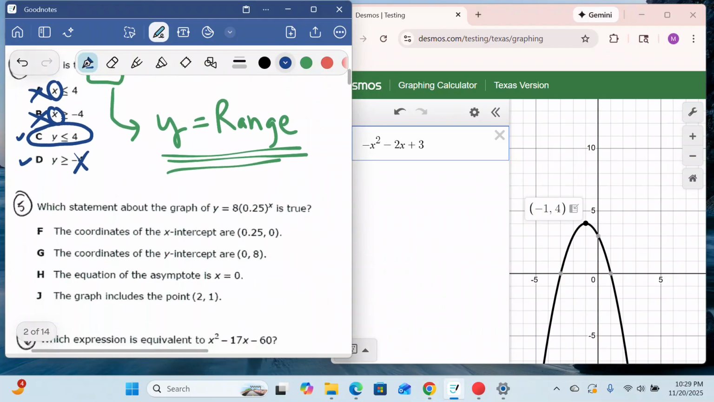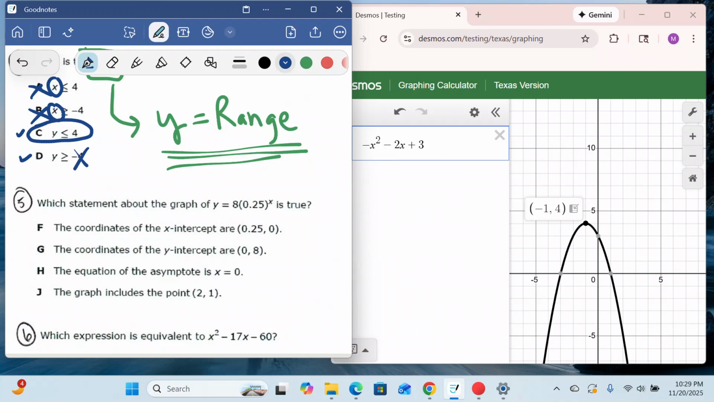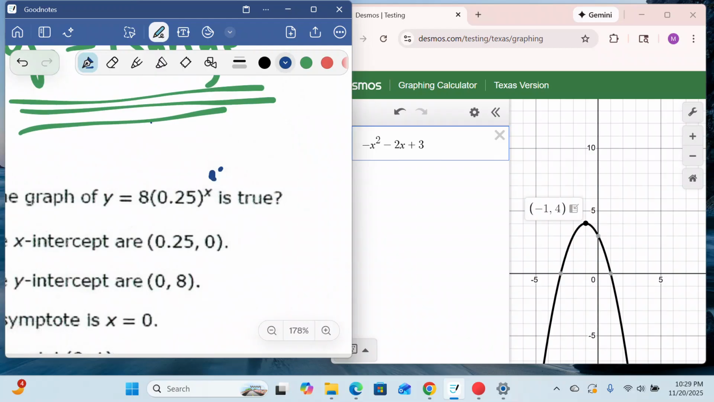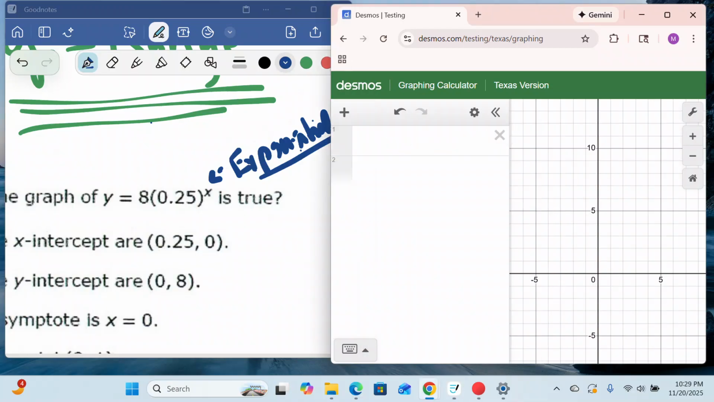The next one, if you look at number 5, which statement about the graph is true? Y equals 8, open parentheses, 0.25, close parentheses to the x. This is an exponential function. Why? Because it has this tiny little x right here, and that's called an exponential function. So it's an exponent. So what am I going to do?